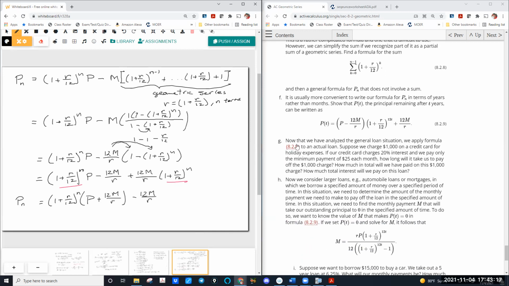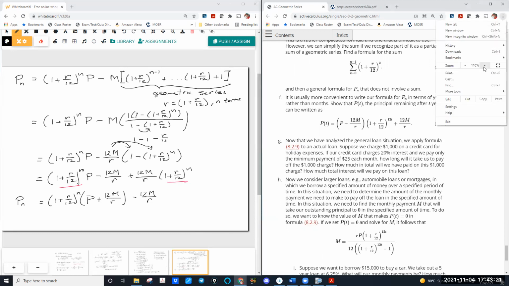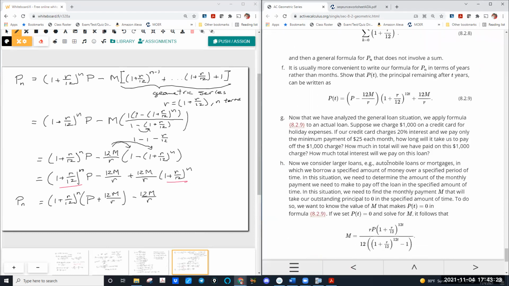All right, so we're going to look at G. Make this part G here. Let's make that a little bit bigger. All right, suppose that we have a $1,000 balance and we're going to get charged 20% interest and we're going to pay $25 a month. And we want to know how long it's going to take us to pay off the $1,000 charge and how much we'll have paid on this $1,000 charge.